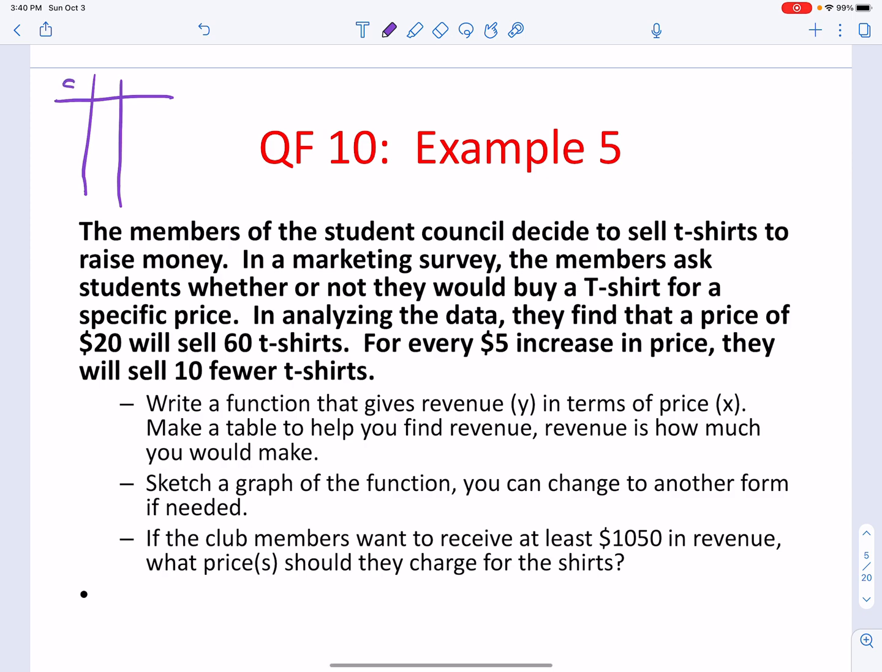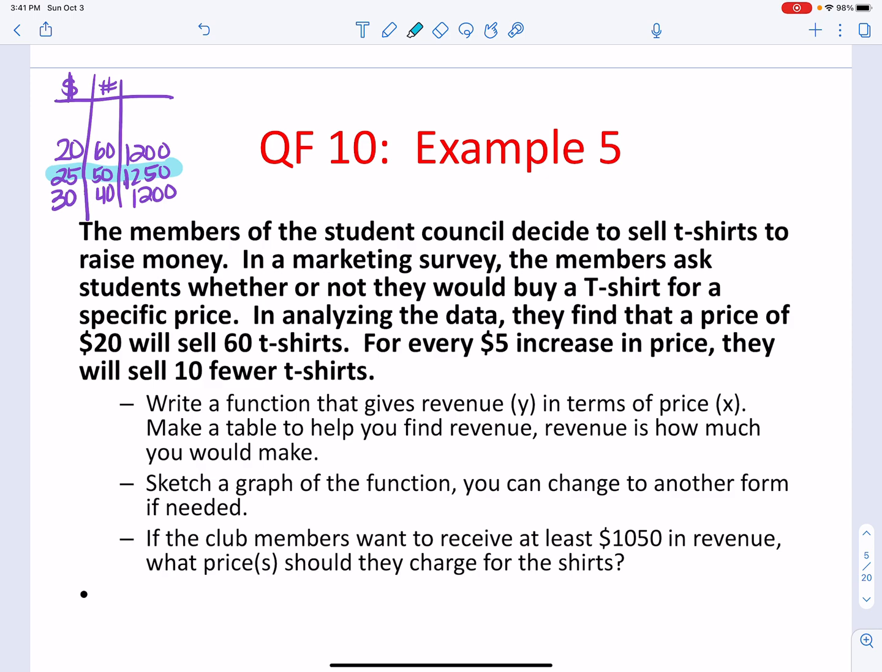Okay, so right now, the members ask if they buy a t-shirt for a specific price. They find that if they sell it for 20, they sell 60, which would give them $1,200. For every $5 increase in price, so like if that's 25, then they sell 10 fewer, so that's 50. So this, I believe, comes out as $1,250. So then if you go 30, that would go 10 fewer, and so then that's $1,200.